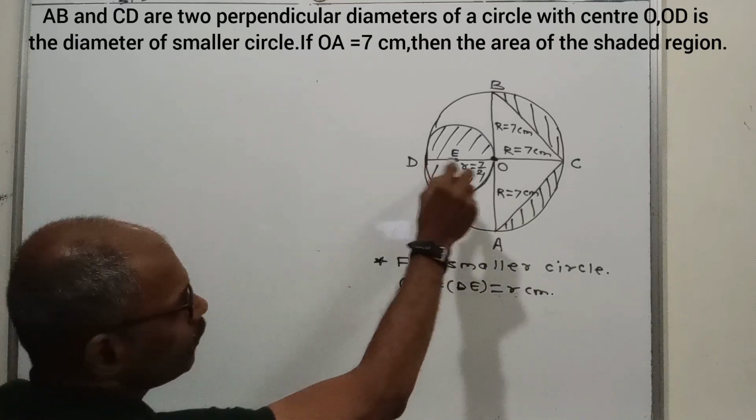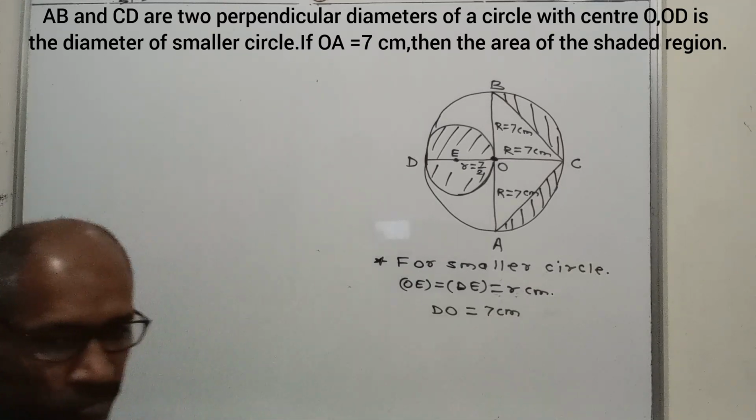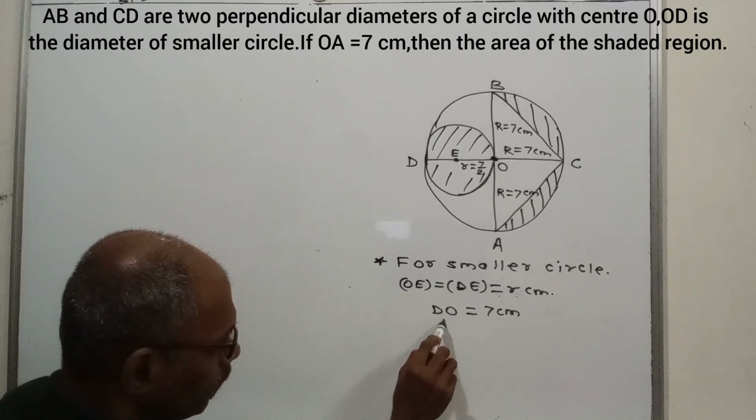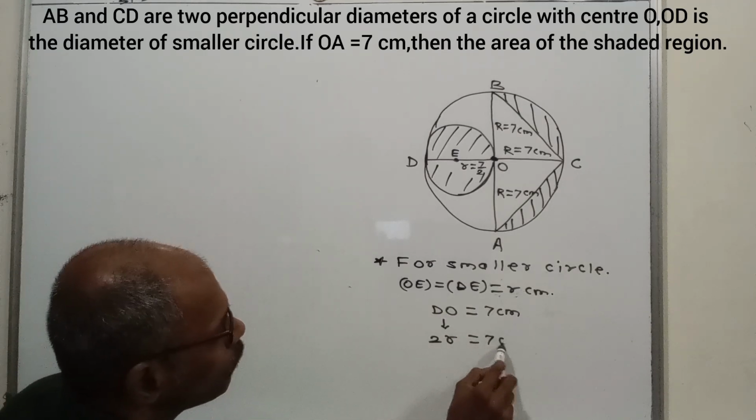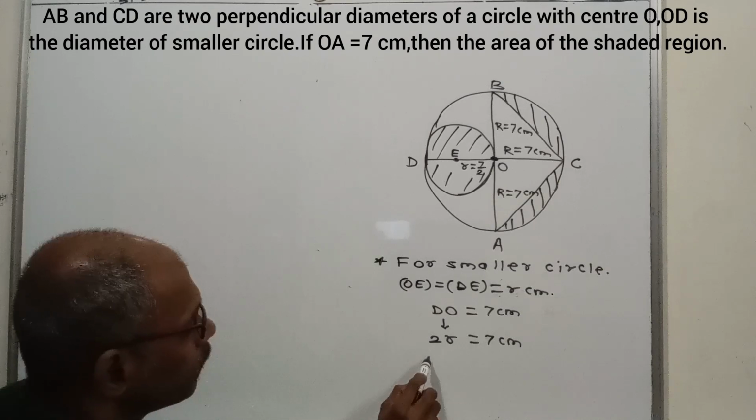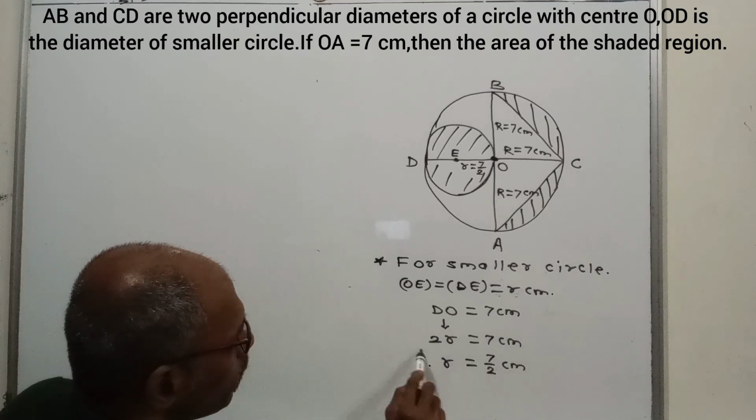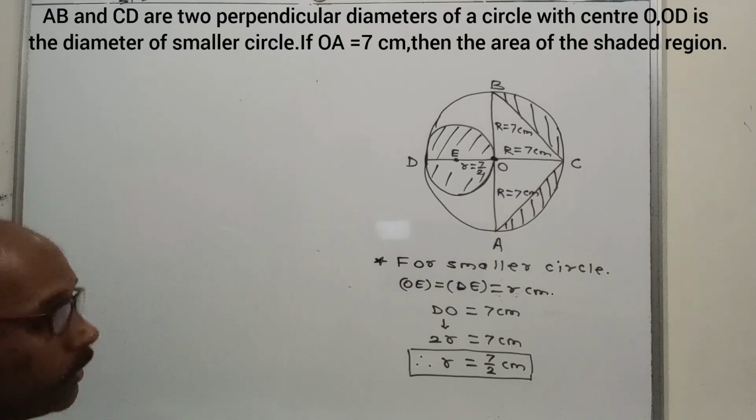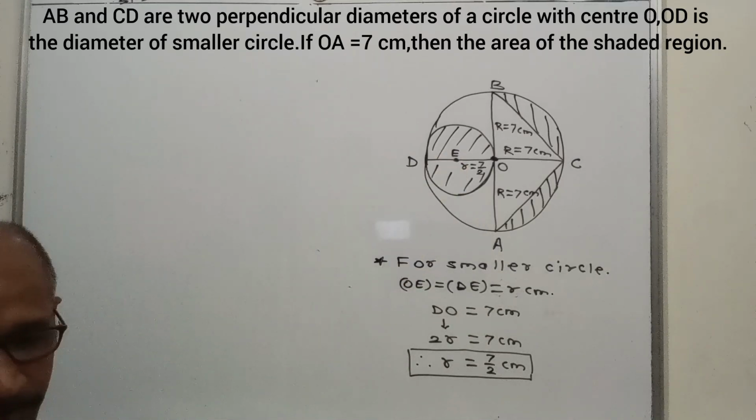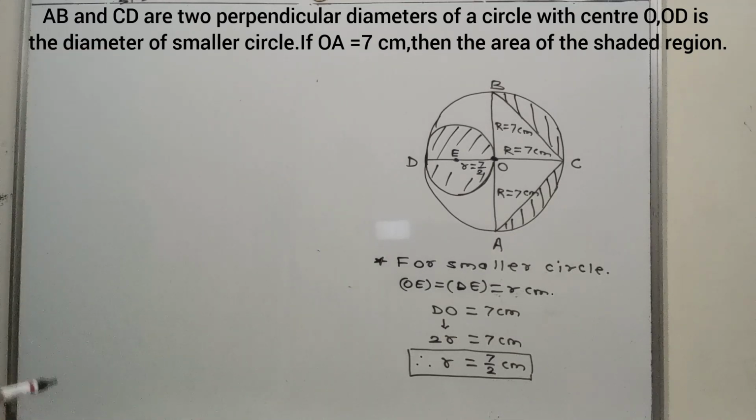Now this DO is equal to 7 centimeters. Therefore, since DO is the diameter, 2r is equal to 7 centimeters. Therefore r is equal to 7 upon 2 centimeters. This is the radius of the smaller circle with center E. Then we will find the area of the shaded region by using a simple method.